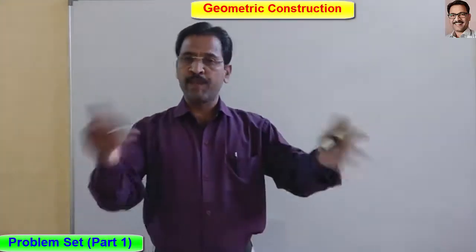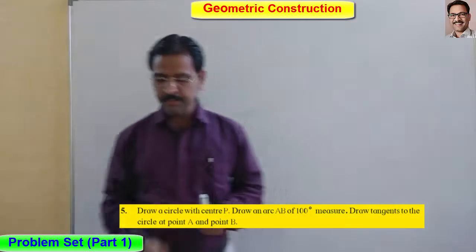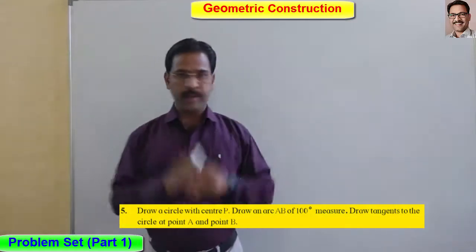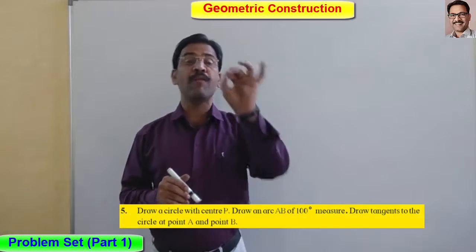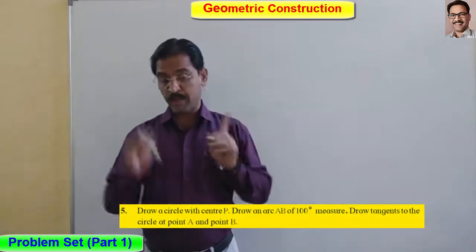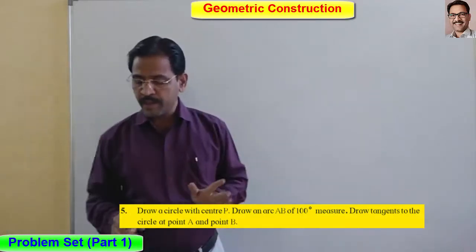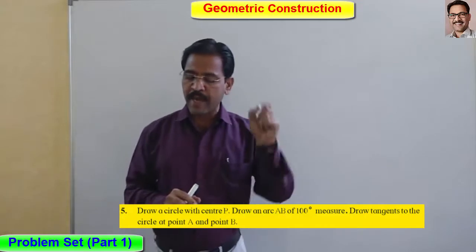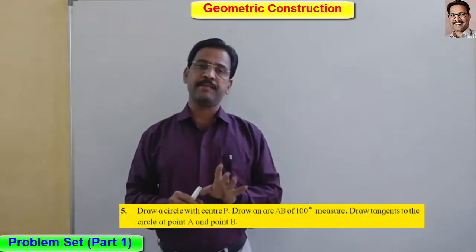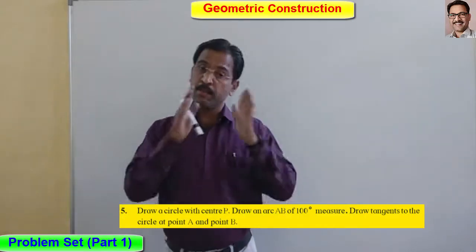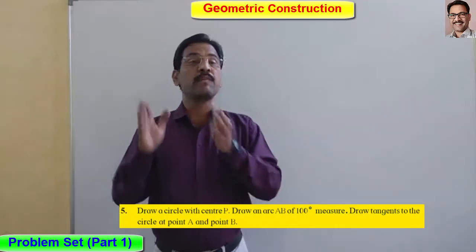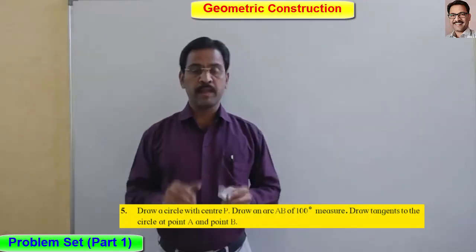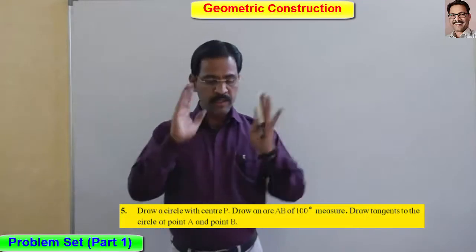Friends, we'll take now the 5th sum. I'll read this one. Draw a circle with center P. Now draw an arc AB of 100 degrees measure. Draw tangents to the circle at points A and B. Very simple it is. But before that, we are going to make some analysis, or we'll draw a rough figure. Then you can understand. Okay friends, see first here.